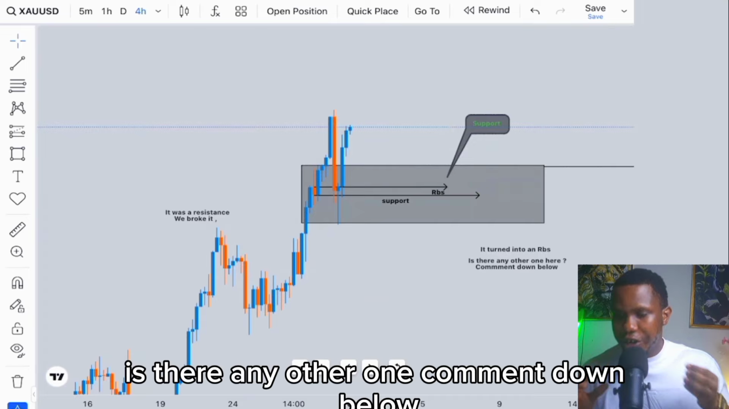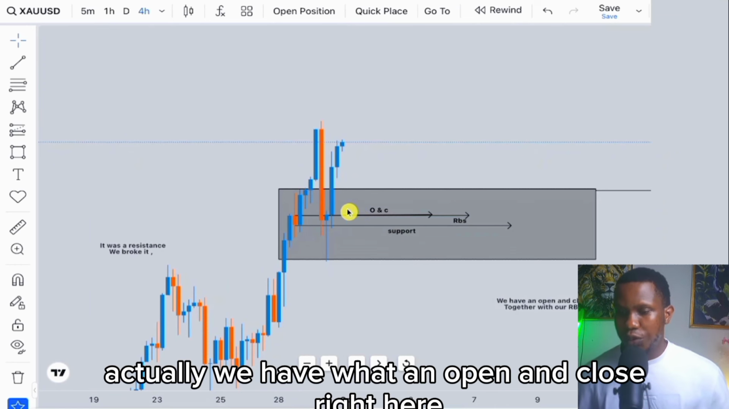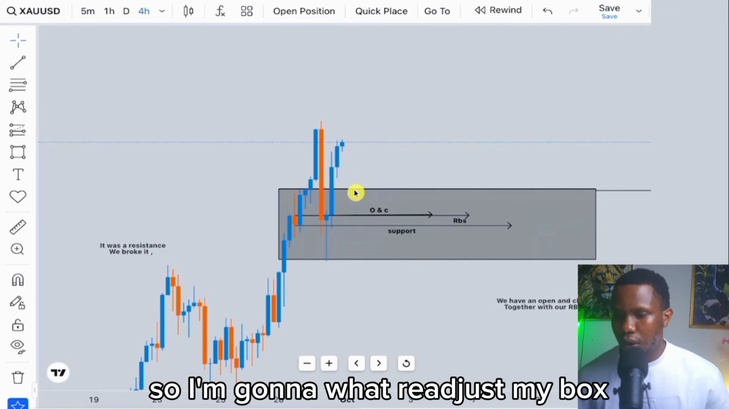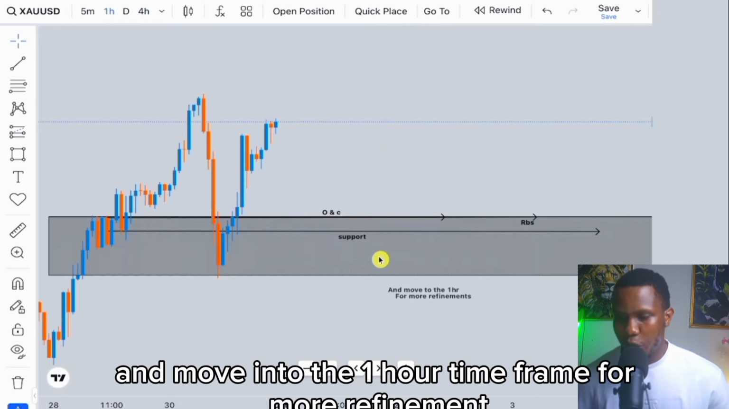Is there any other one? Comment down below. If you said no, you are incorrect. Actually, we have an open and close right here. So I'm gonna readjust my box and move into the 1-hour time frame for more refinements.